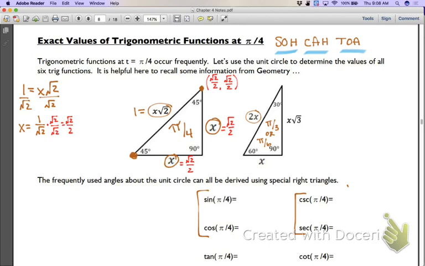So from what we talked about on Tuesday, what is sine of pi over 4? Remember, sine of my angle is equal to y. So what's my y value? Square root of 2 over 2. What's my cosine value? Square root of 2 over 2.